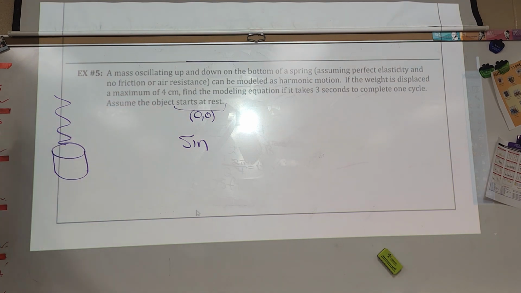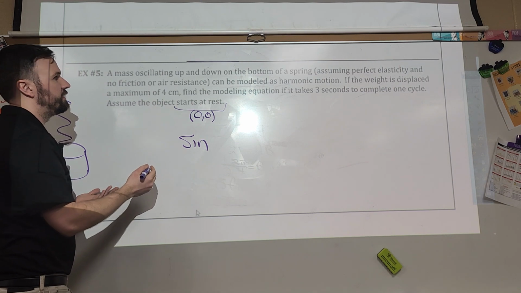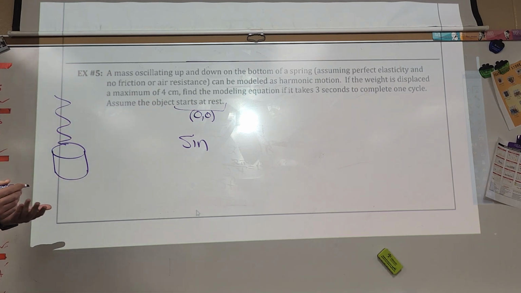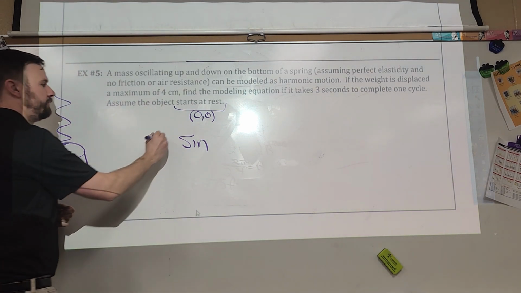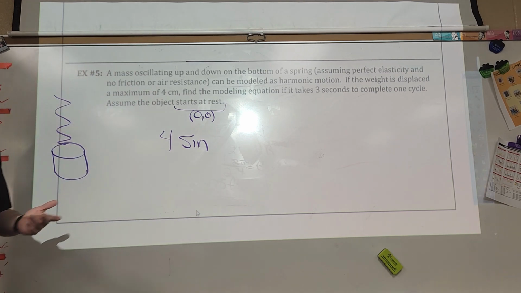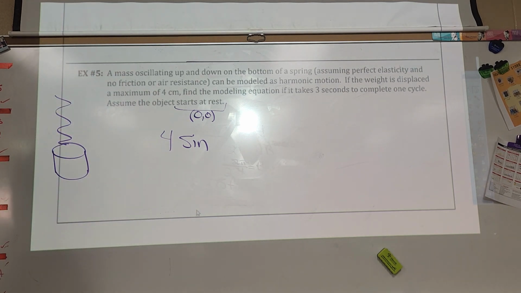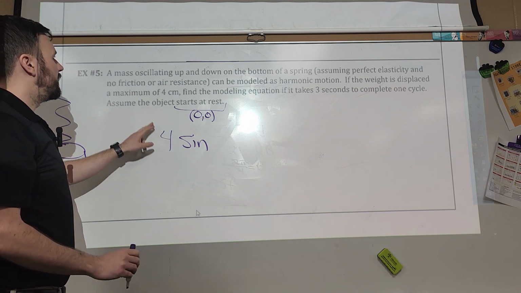Displacement is 4 centimeters. It means it moves 4 up and down, right? So what's my amplitude? 4. Could I do -4 or +4? It doesn't matter, right? I'm modeling this thing that's going to go on forever. It could go down or it could go up. It doesn't matter. It's going to work.